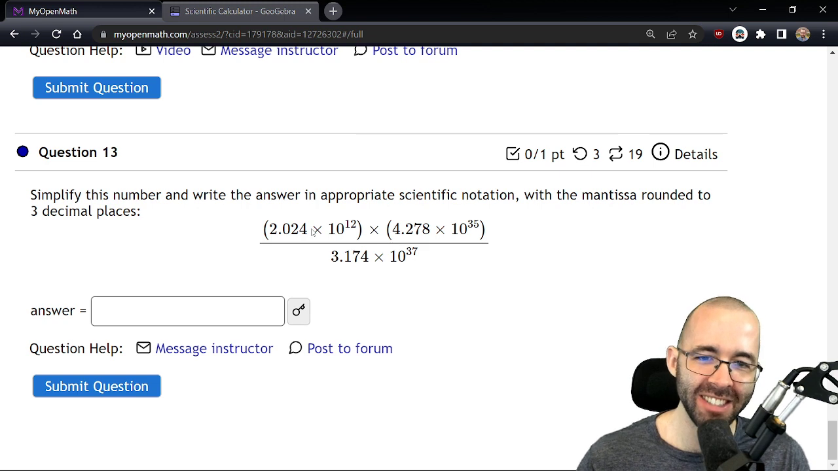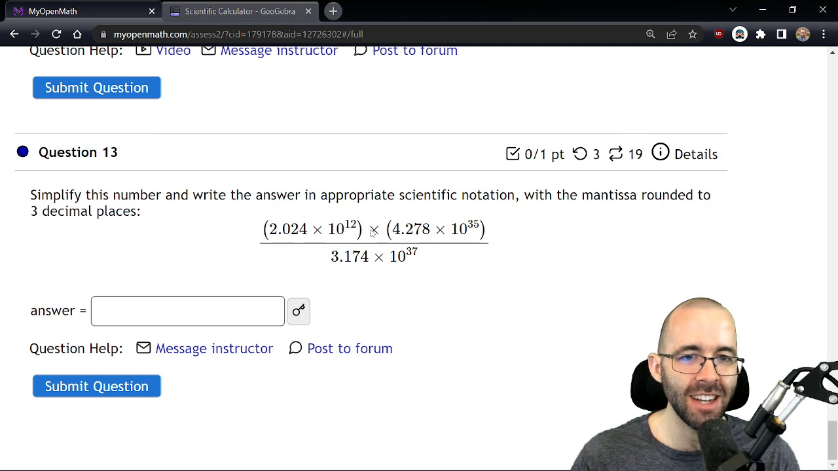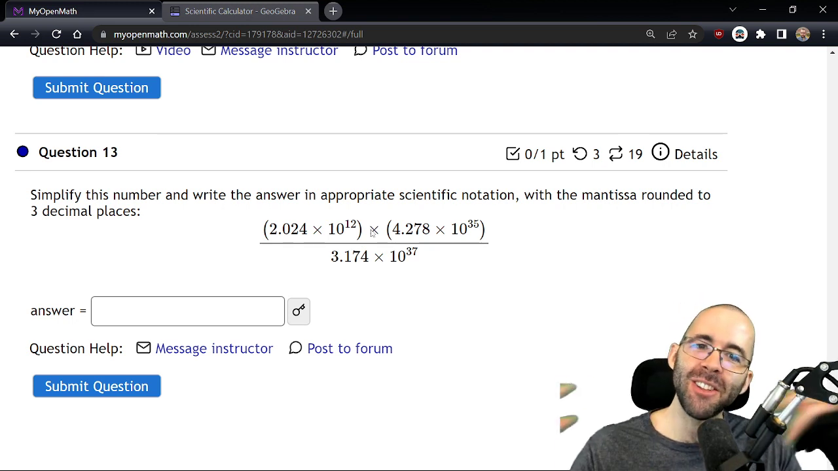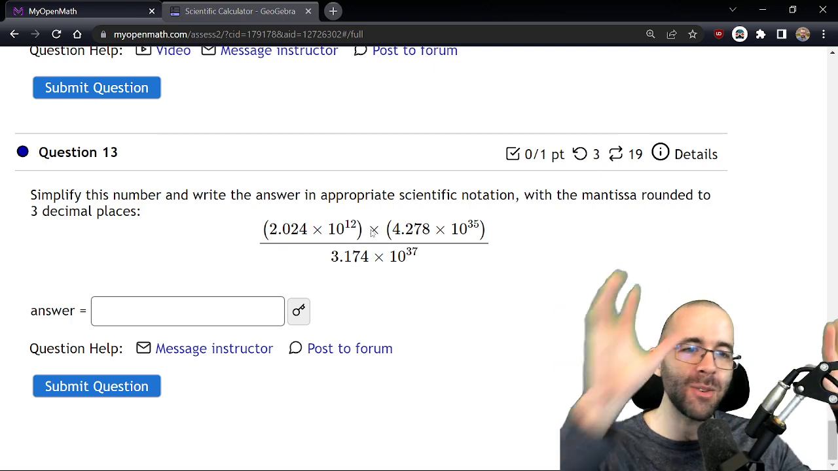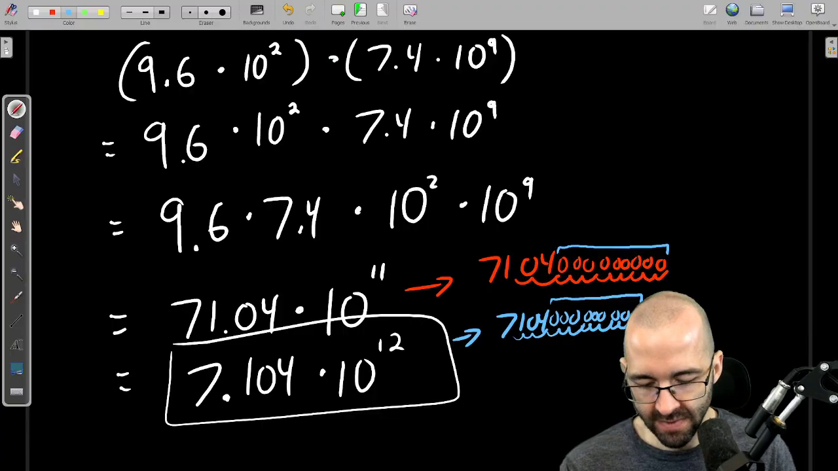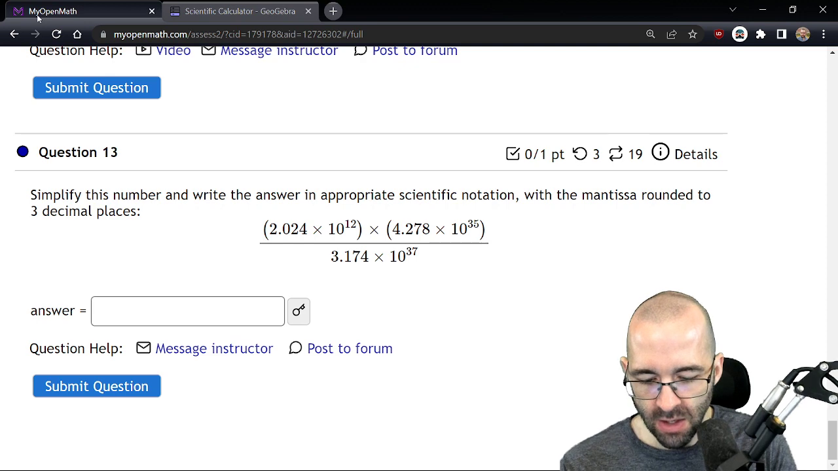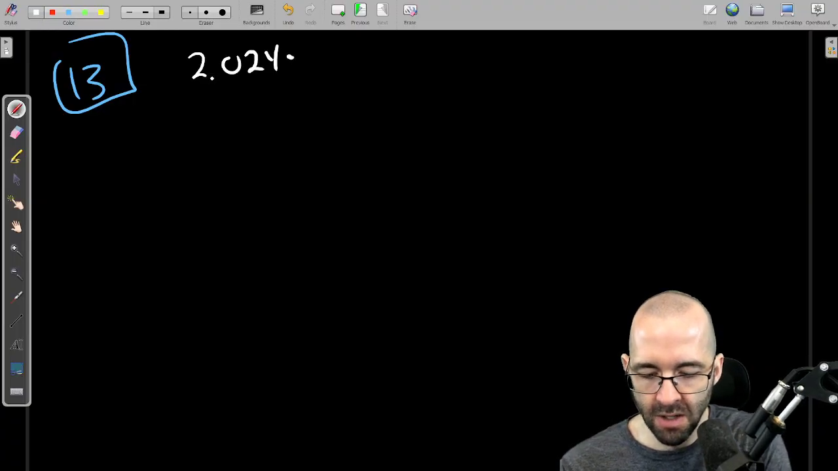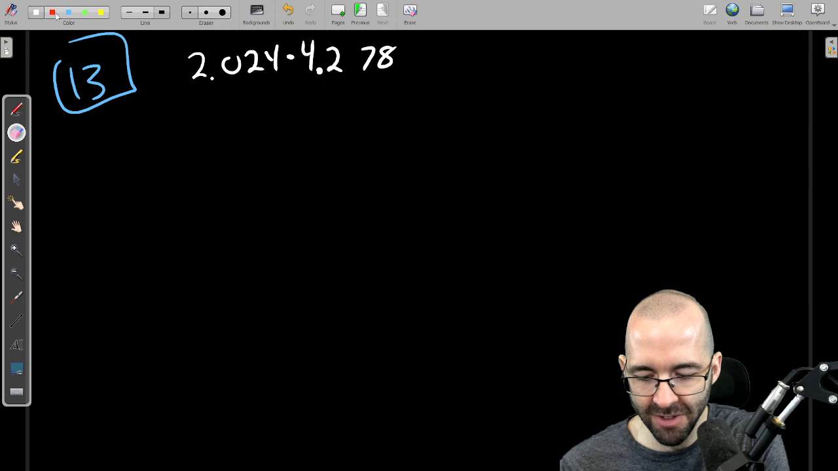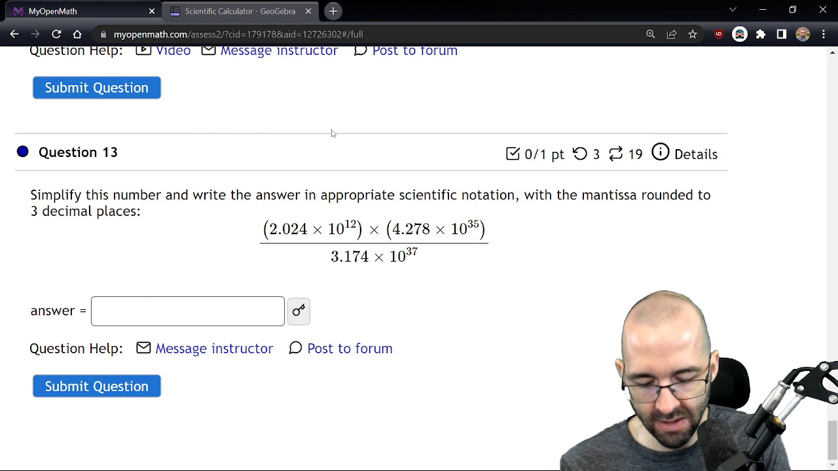We do the same thing for number 13. Same thing for division. Let's multiply all the numbers, the number parts. I guess they're all a number part. Let's multiply all the first parts and divide all the first parts, and then deal with the scientific notation-y part. So on this one, I'm not going to copy down the problem. This is number 13. We're going to take 2.024, multiply it by 4.278. Your decimal's in the wrong spot, Jason. That's not going to be helpful. And we're going to divide it all by 3.174.